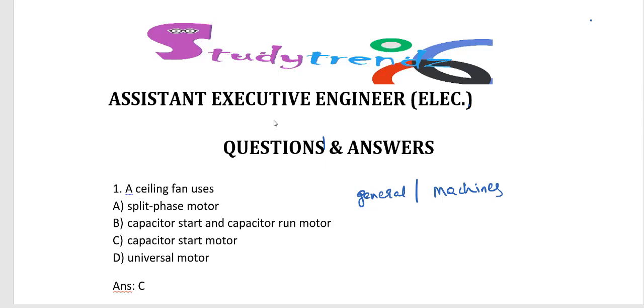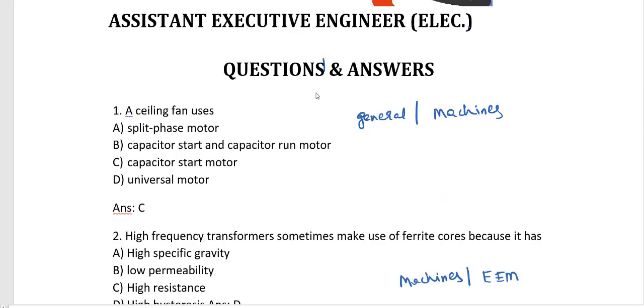Let's see. First question, a ceiling fan belongs to. This question is directly a machine topic, or in the sense every electrical engineer should know what a ceiling fan consists of, like a capacitor start motor or capacitor run motor. In a capacitor start motor, during switching on we use a capacitor to produce a 90 degree phase difference between the auxiliary and main winding. So this directly belongs to machines.